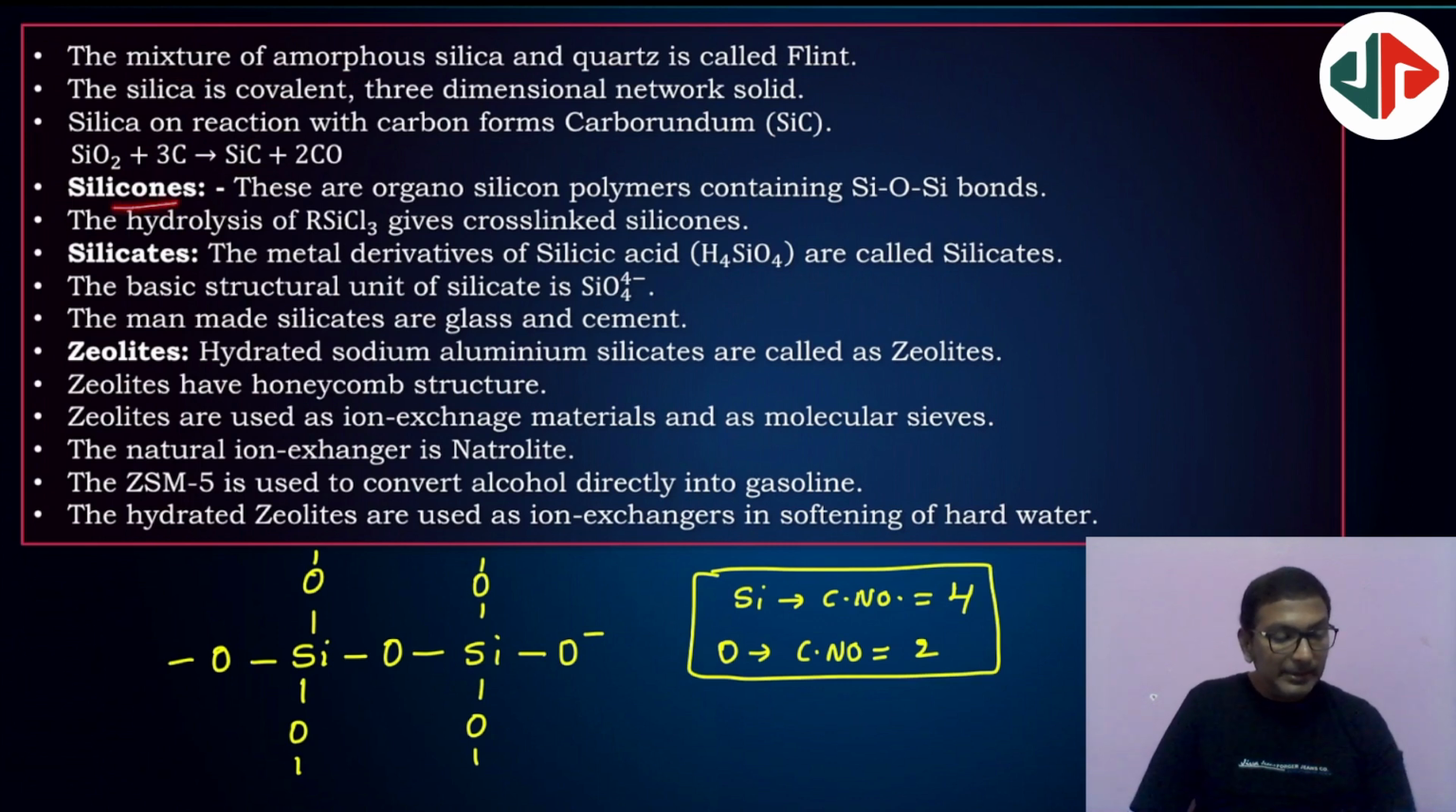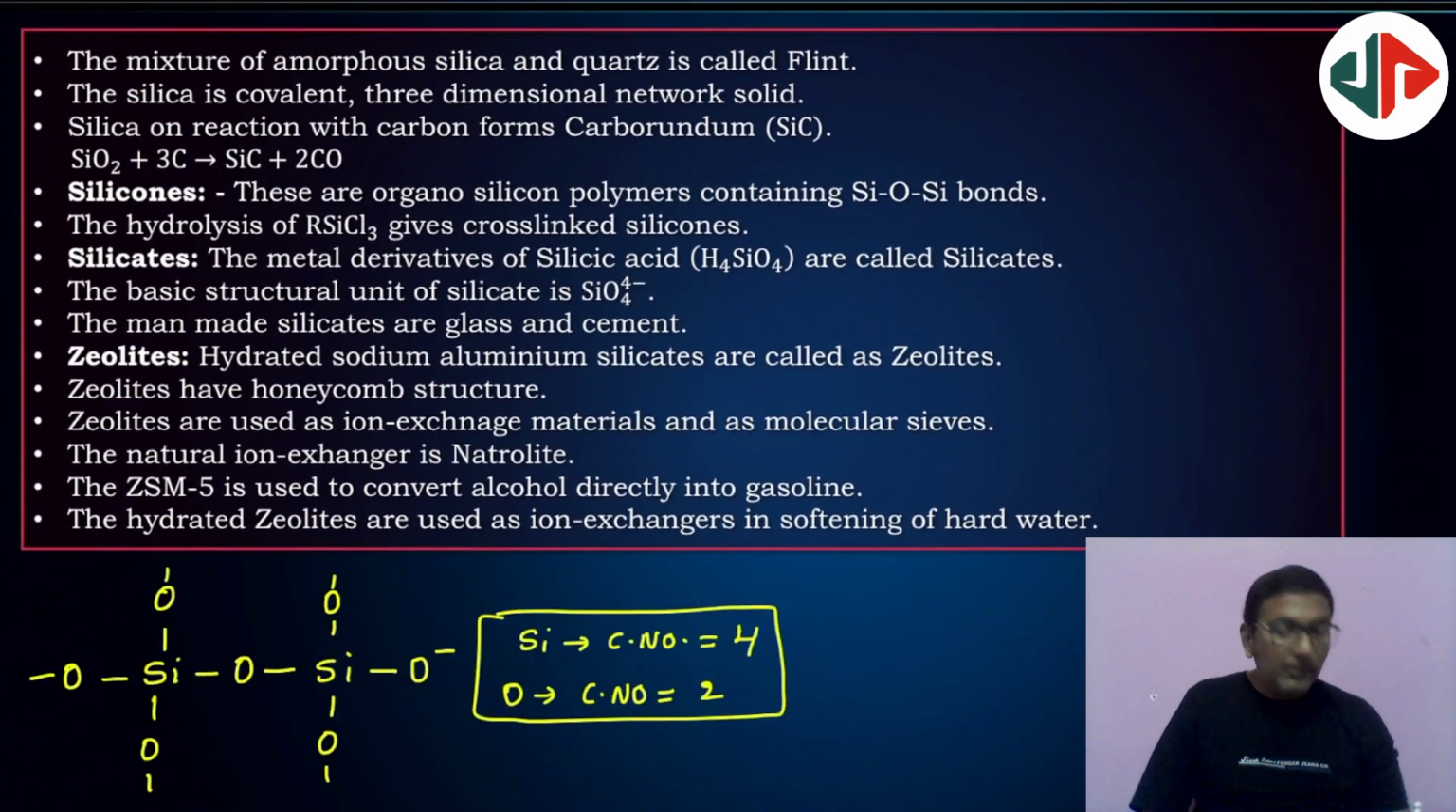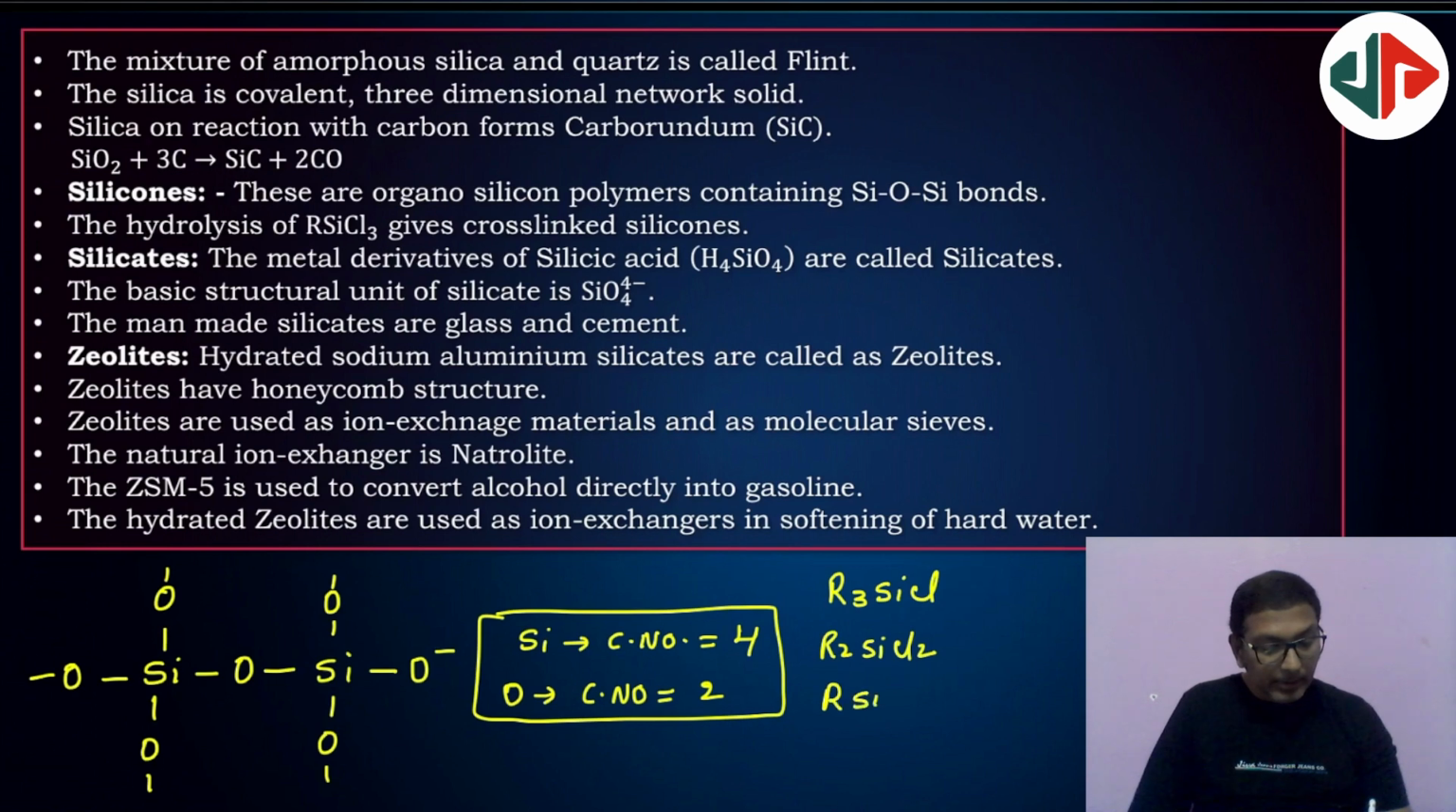Next, silicones. These are organosilicon polymers containing Si-O-Si linkages. Hydrolysis of RSiCl3 gives cross-linked silicones. Cross-linked. Here 3 types will be there. For silicon polymers, remember R3SiCl, R2SiCl2 and RSiCl3.